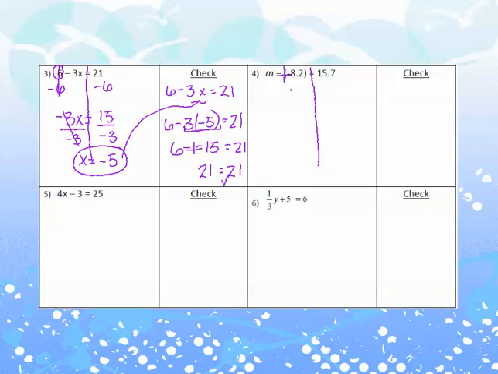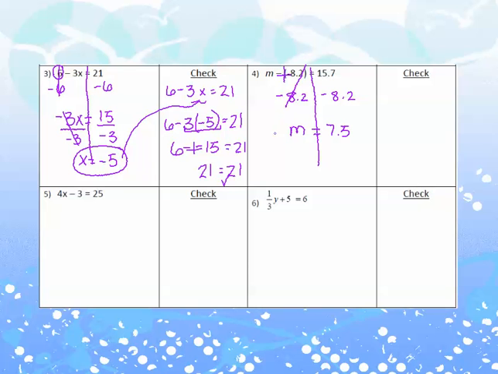Alright, so let's go over this one. So we had the minus minus, so we turned it to a plus. So now I have plus 8.2 in the m. In this case, the constant is this plus 8.2, so I'm going to subtract 8.2 from both sides. When I do that, this here cancels, and I'm just left with m. And when I do 15.7 minus 8.2, I get 7.5.